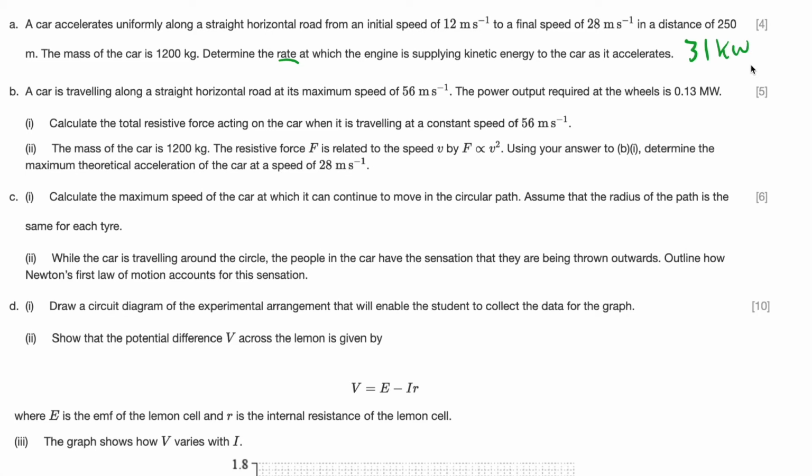A car is traveling along a straight horizontal road at its maximum speed of 56 meters per second. The power output required at the wall is 0.13 million watt. Calculate the total resistive force acting on the car when it is traveling at a constant speed of 56 meters per second.